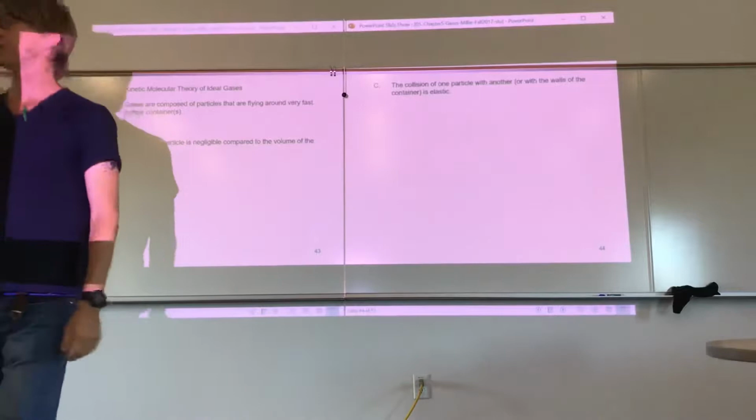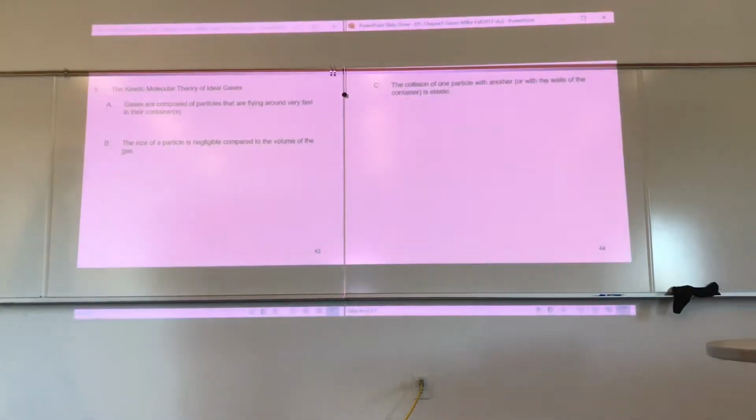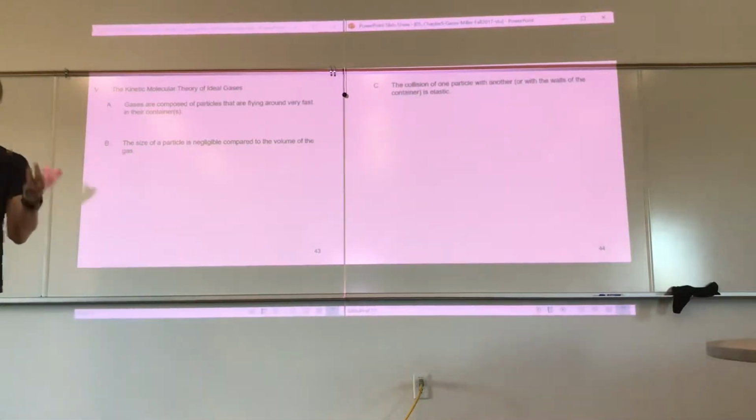Well, where were we? We were talking about these things called ideal gases and the kinetic molecular theory of ideal gases. We say gases are comprised of particles that are flying around very fast in their containers. This explains why they fill the entire volume of the container. The size of the particle is negligible compared to the volume of the gas. What percent of the volume does argon take up? 0.01%, so a very tiny percent of the volume.